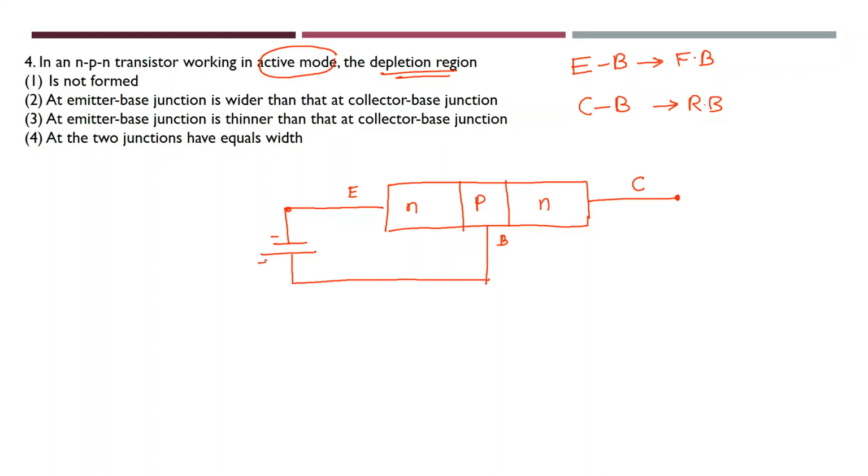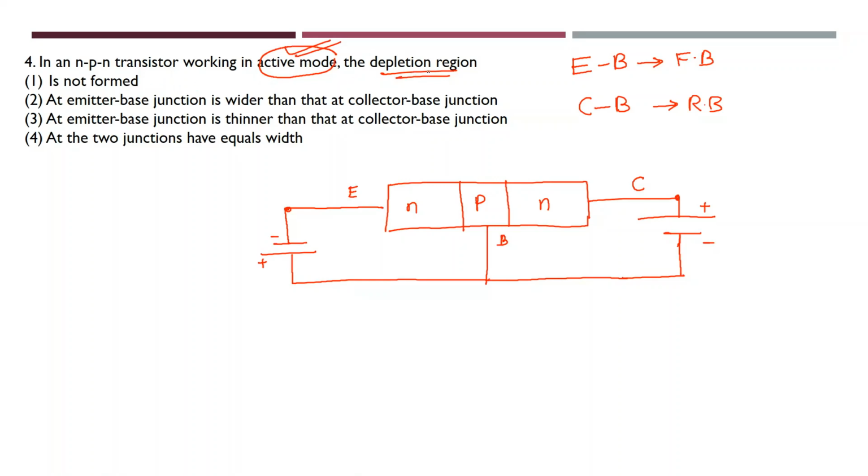And here it is positive, here it should be positive. And here it is negative, this should be reverse bias, means we have to apply a positive potential here and a negative potential here. Okay, this is the condition for NPN working in active mode. Let us see what options he has given.